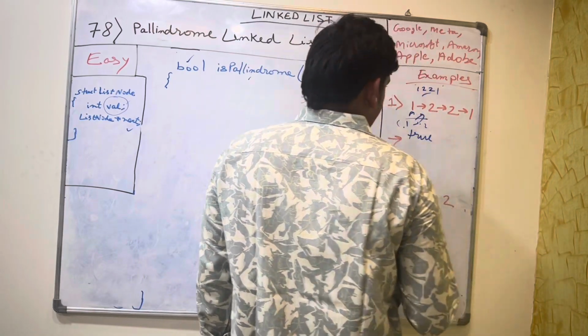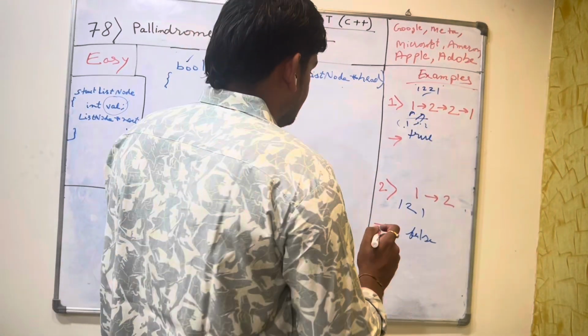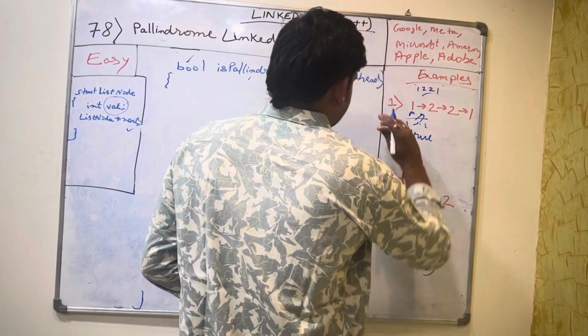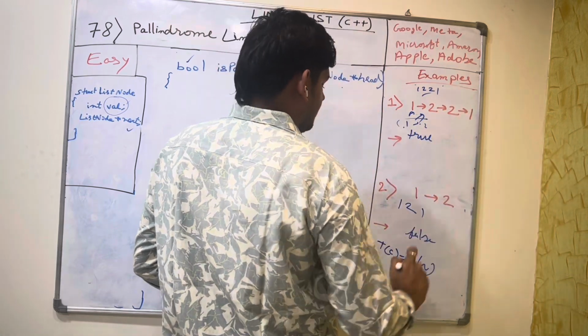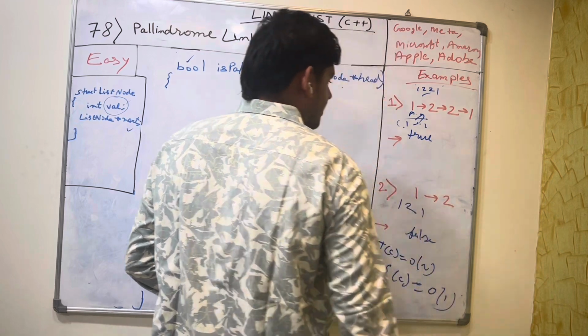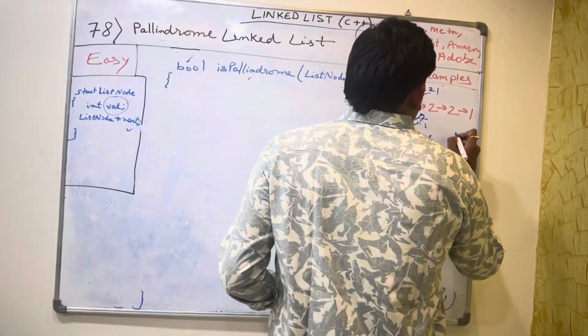So what can you think, can we not take any extra space? The time complexity will obviously be order of n, because we have to traverse the linked list and see whether it is a palindrome or not. But can we do it in order of one space? How can we do it in order of one space without taking extra space? Okay, there is another way.